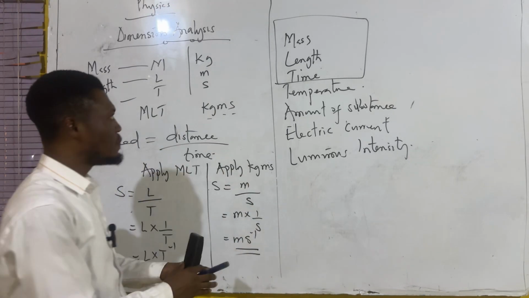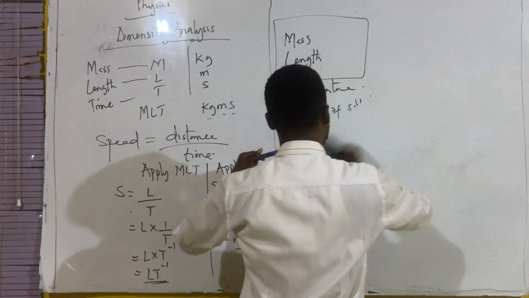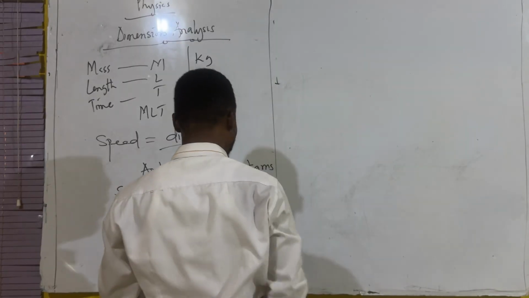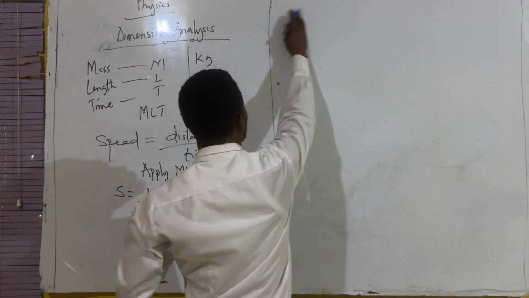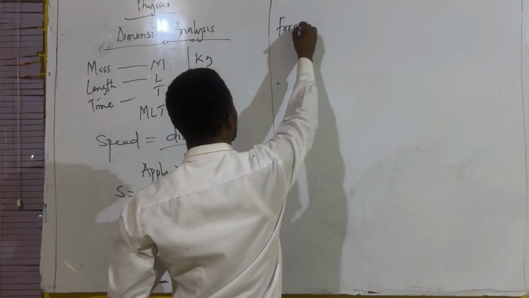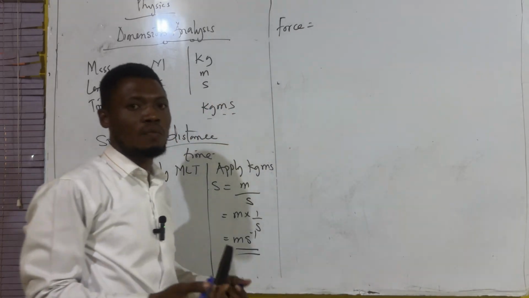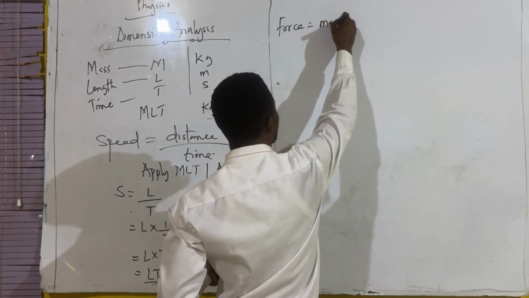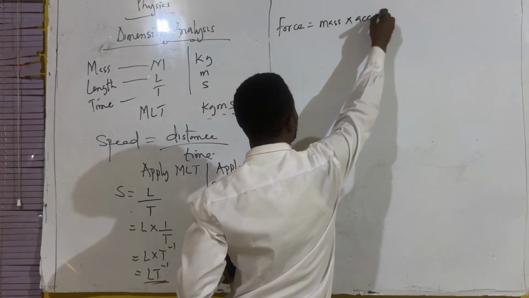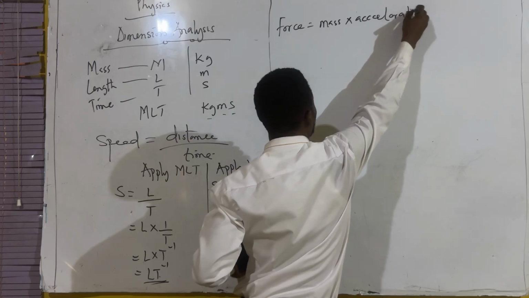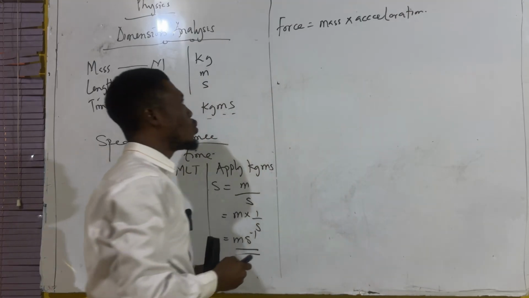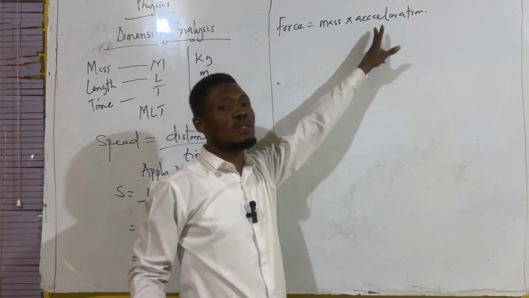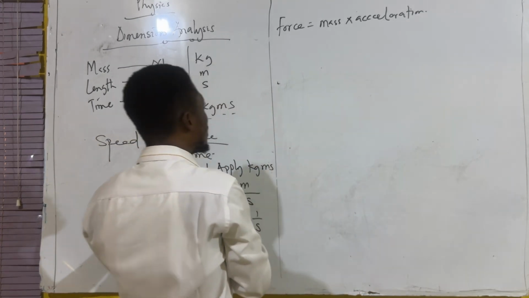Let's look at a further question that will require us to do more. Let's look at force, for example. Like I said, you need to know the formula of that quantity. So what's the formula of force? Mass times acceleration. Now you go back to the formula. Does mass have a formula? No. But does acceleration have a formula? Yes.